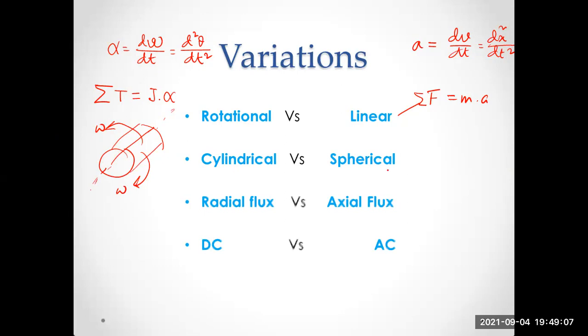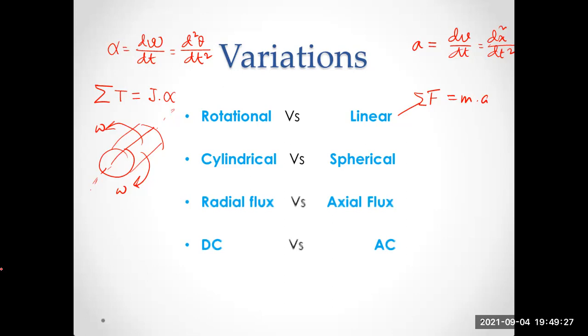No other options. In spherical we have, you can say, 6 degrees of freedom. That means there may be three axes on which your spherical machine can rotate. Got my point?